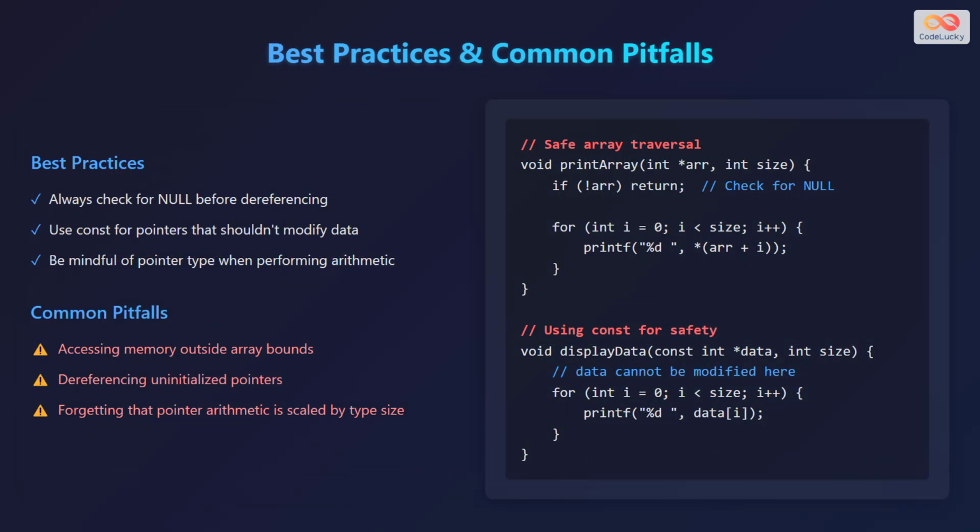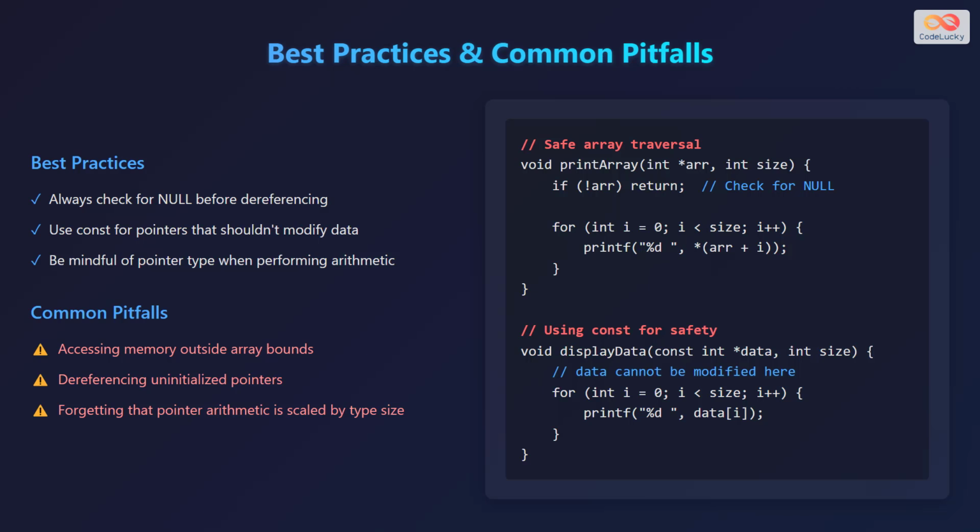To ensure robust and reliable code, let's review some best practices and common pitfalls when working with pointers. Always check for null before dereferencing a pointer to avoid segmentation faults and unexpected crashes. Use the const keyword for pointers that should not modify the data they point to, adding an extra layer of safety. Be mindful of the pointer type when performing arithmetic to ensure correct memory access. Avoid common pitfalls like accessing memory outside the bounds of an array, which can lead to unpredictable behavior and security vulnerabilities. Also, refrain from dereferencing uninitialized pointers, as they may point to arbitrary memory locations. Do not forget that pointer arithmetic is scaled by the type size.